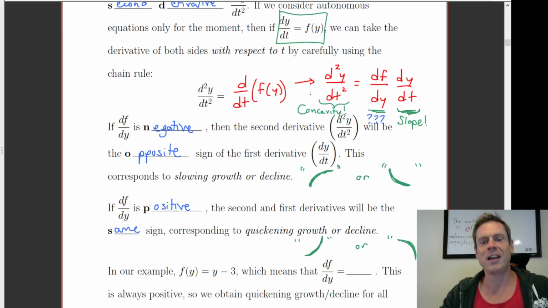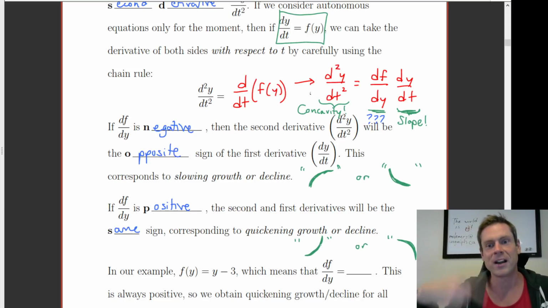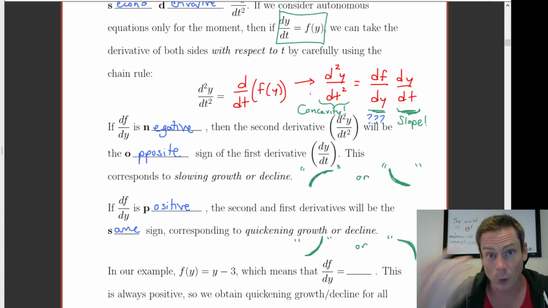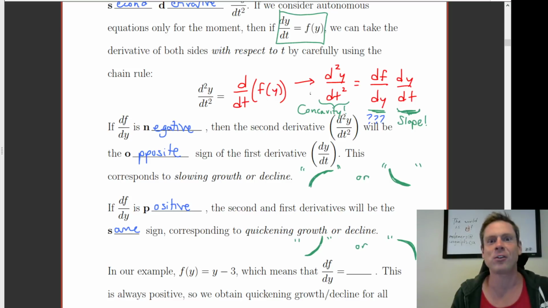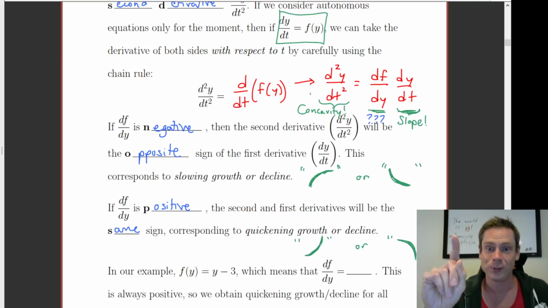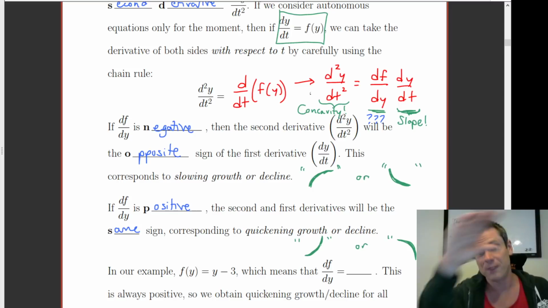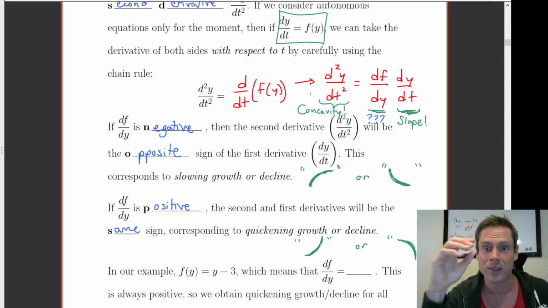So that's important, right? It's not concavity directly when you find df dy. It's this connector that tells you about whether you have slowing growth or decline or quickening growth and decline. You might have to rewind and watch through this explanation a couple of times. It trips people up, but it all depends on, A, your understanding of chain rule, to first establish that relationship to begin with, and then also some concepts from graph sketching, okay?